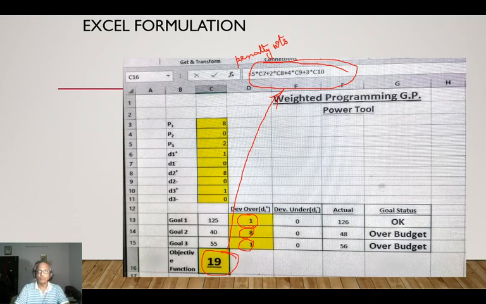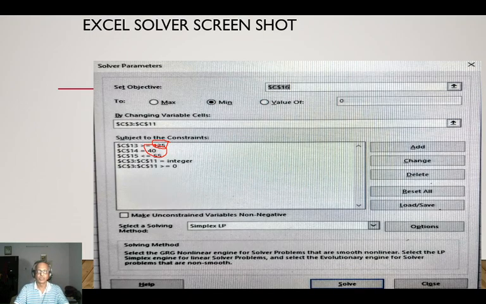So this is how we have utilized the weighted method to find out the solution of the problem. I have given the Excel Solver screenshot for your benefit, with the variables and the non-negativity constraint, both integer as well as greater than or equal to 0.